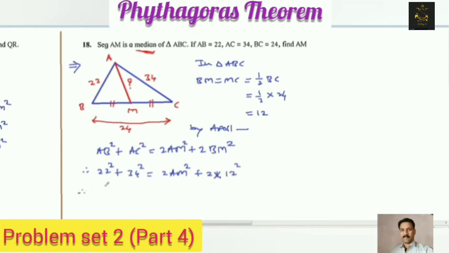Square of 22: 2 square is 4, 2 to the 4, 4 to the 8, again 2 square 4, 484. Now what is 34 square? 4 square 16, carry 1. 3 4s are 12, 12 to the 24, 24 plus 1, 25. 3 square 9 plus 2, 11. This is equal to twice of AM square plus 2 into 144.